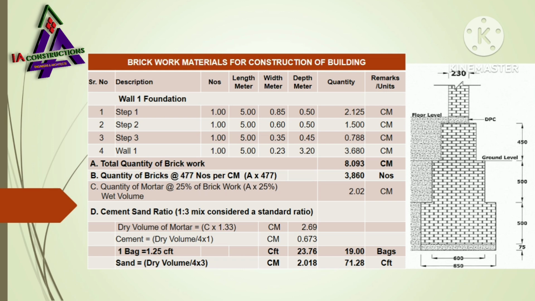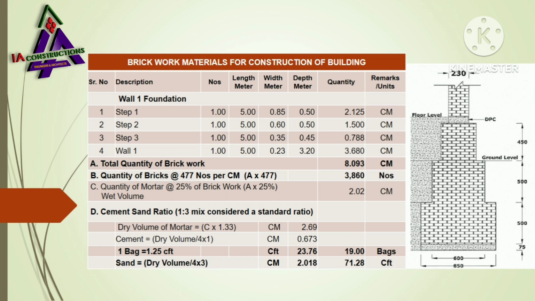Next step is to find out quantity of cement and sand to prepare required quantity of wet mortar. For that we have to find out dry volume of mortar first. That comes by multiplying wet mortar with 1.33, means we have to increase wet volume 33% more. Hence we find out dry volume of mortar 2.69 cubic meter.